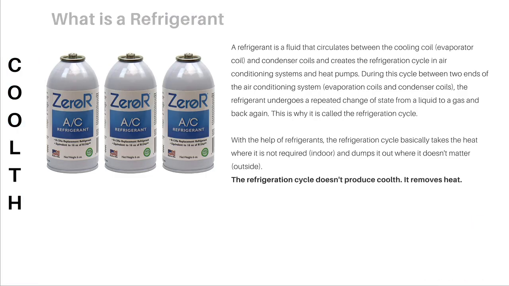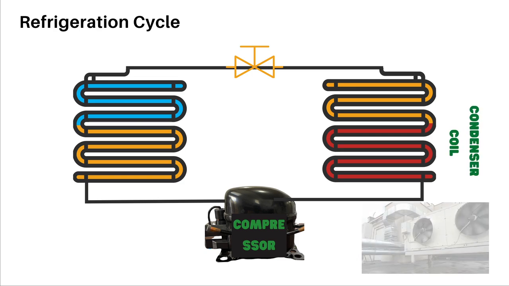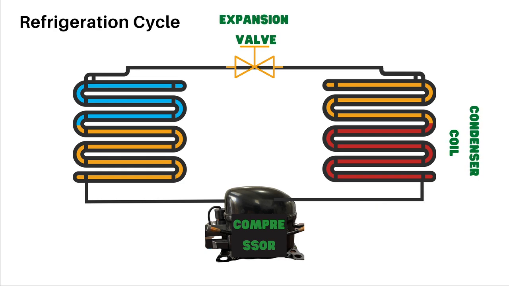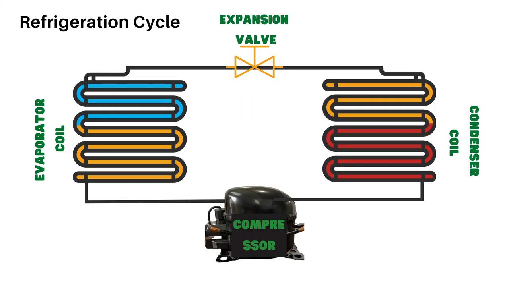So now let's talk about the refrigeration cycle. Basically, the refrigeration cycle has 4 main components and it takes place in 4 main stages. The first component is the compressor, as you see in this image. That's how it looks. The second component is the condenser. The third component is the expansion valve. And the fourth component is the evaporator. So now let's talk about these 4 main stages between these 4 different components. Simply, a refrigeration cycle is the circulation of a refrigerant between these 4 components.